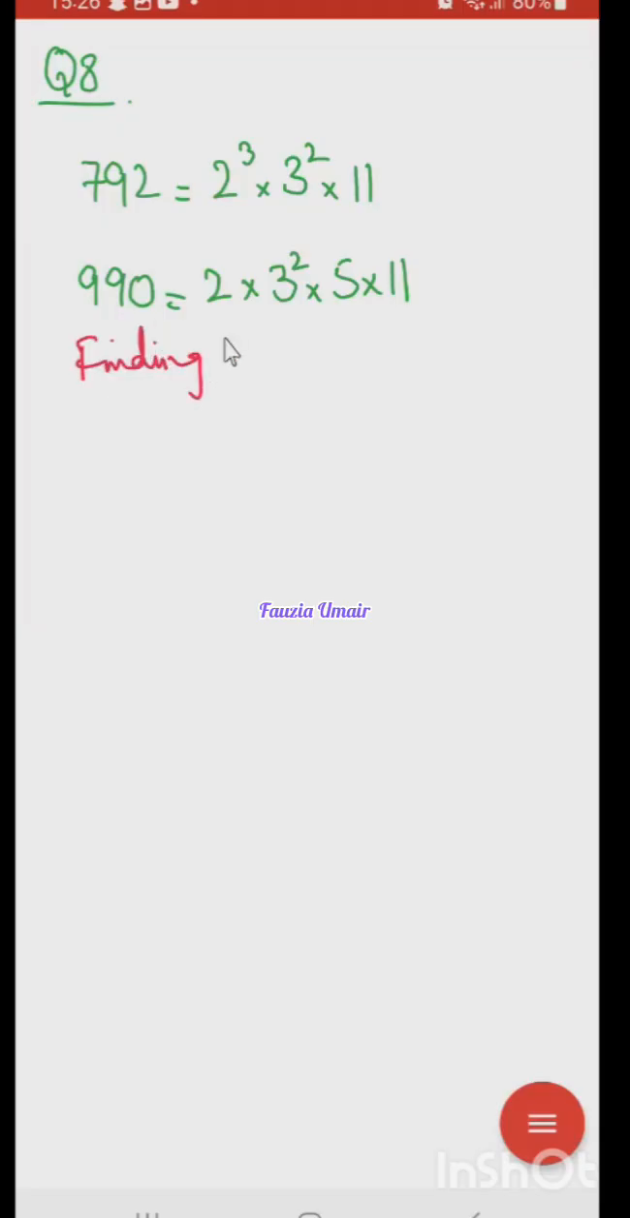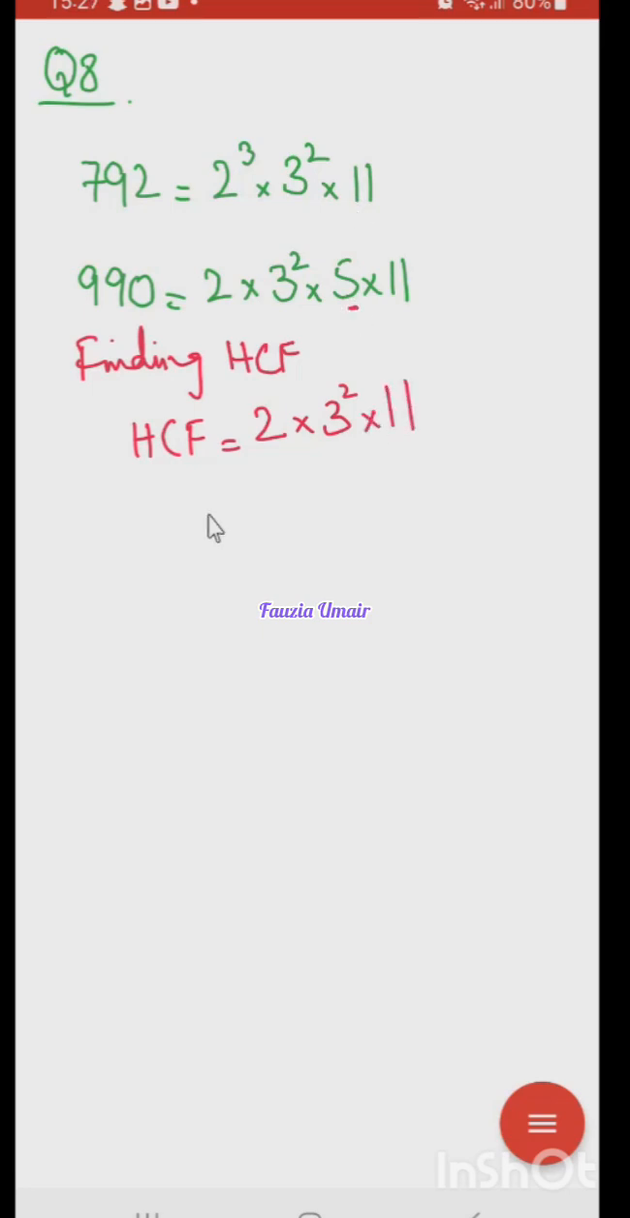If you find HCF, then HCF is the common factor. So what is common in these two numbers? Their prime factorization is in front of you. What is common? 2 is common. In 792, 2 is coming 3 times, but in the other number it is coming 1 time, so 1 time will be common. So it is 2. What about 3? 3 square is common, since 3 comes 2 times in both. 5 is not common because it is coming only in the second number. So 11 is also common.